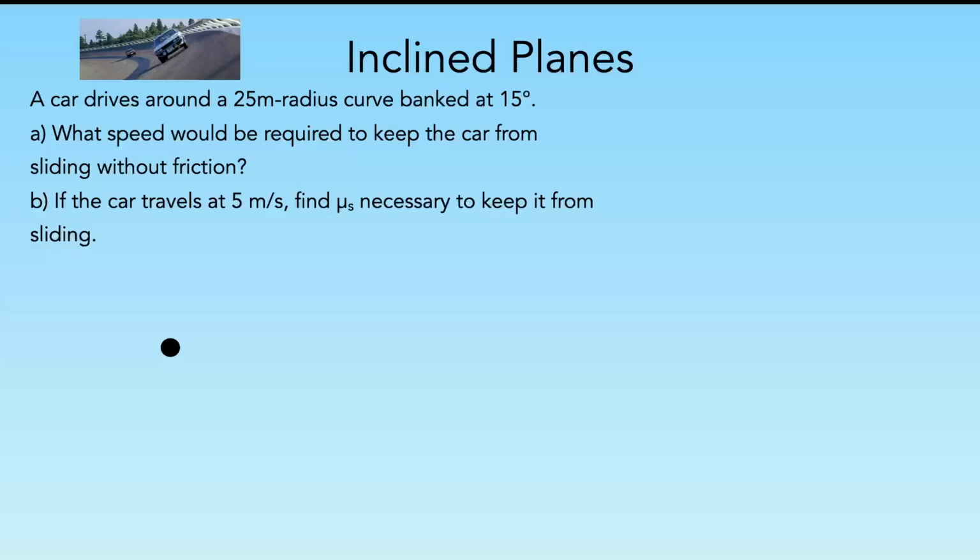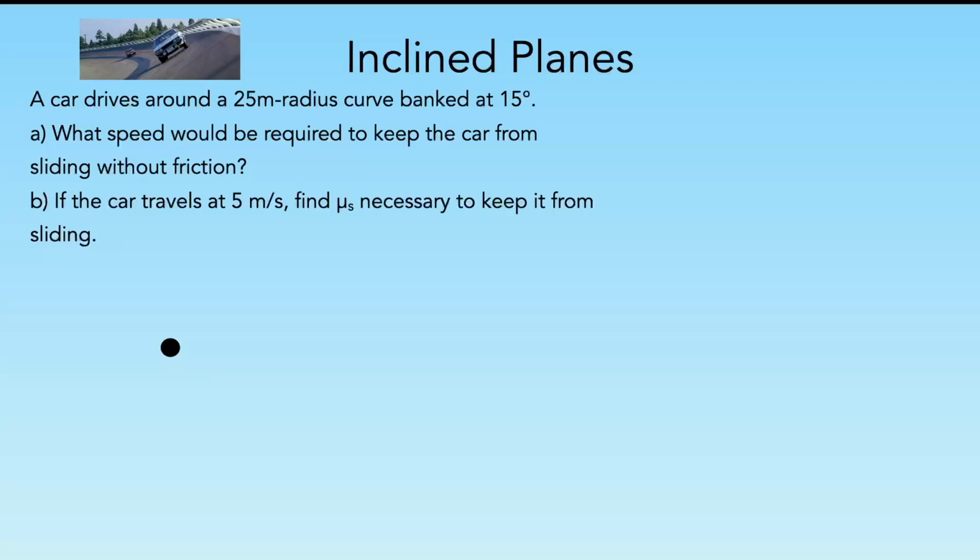Okay, this is that problem. A car drives around a 25-meter radius curve banked at 15 degrees. What speed would be required to keep the car from sliding without friction? You always have to solve this first, because we don't know what direction friction is until we figure out whether that car is going too fast or too slow for that ideal speed, for that given angle.